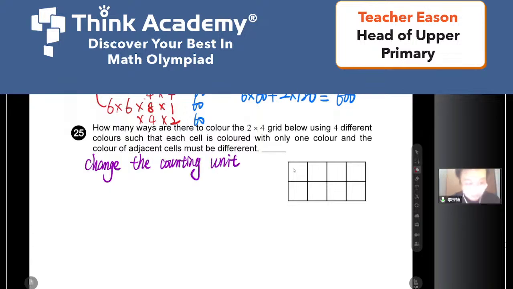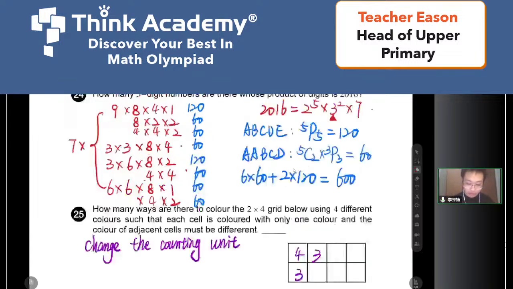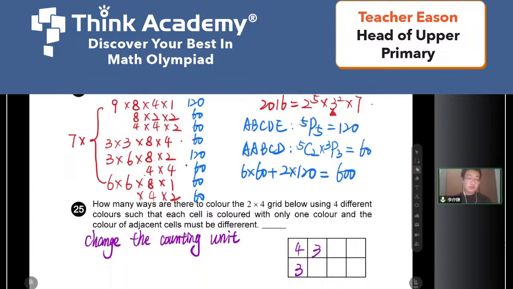What's the meaning of this? It says that we should color each of the grids, right? So maybe you think that each grid is the counting unit. For example, the first grid has 4 options, and then this one has 3, right? So yes, if we color grid by grid, this is the way, but it will be quite difficult to solve this problem.